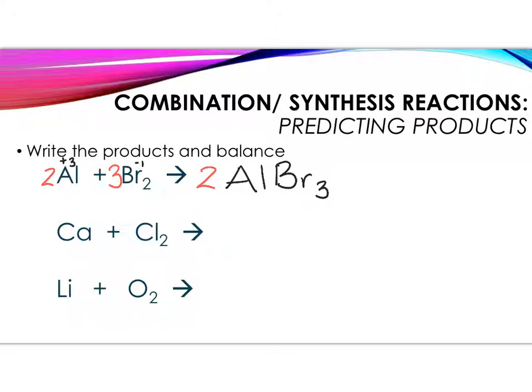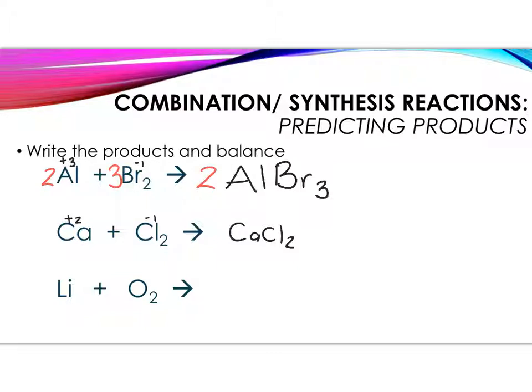Our second problem: our calcium and our chlorine are going to combine together. Calcium has a positive 2 charge, chlorine has a negative 1 charge. When they come together, you're going to get a compound, which is CaCl2. Now we have to balance. It looks like it's already balanced because there is 1 calcium on the left, 1 on the right, and 2 chlorines on the left match the 2 chlorines on the right side, so it's already balanced.